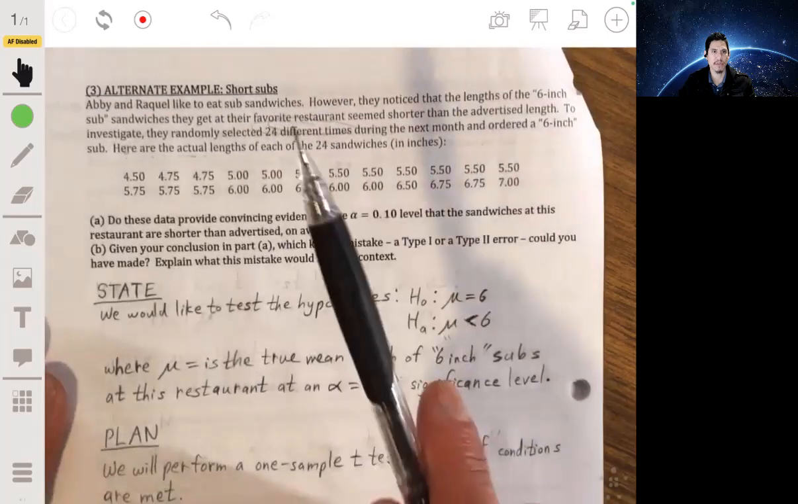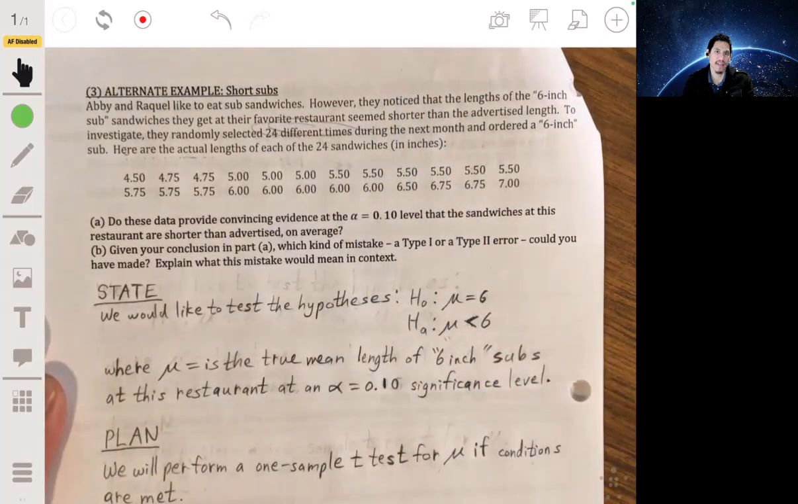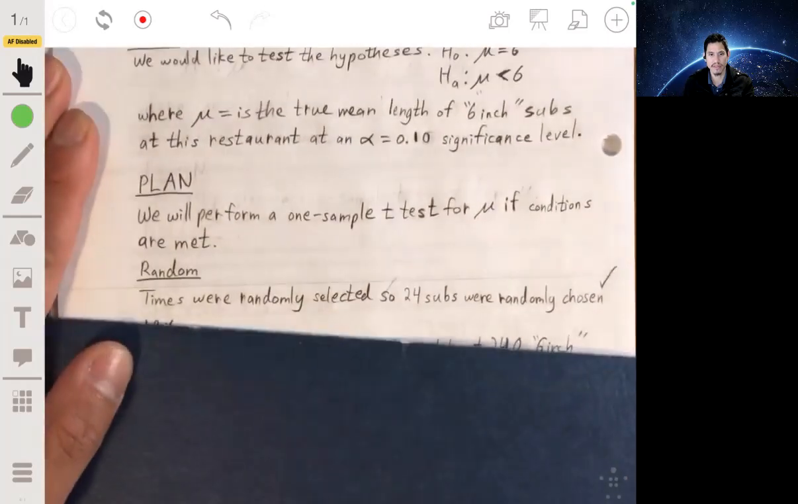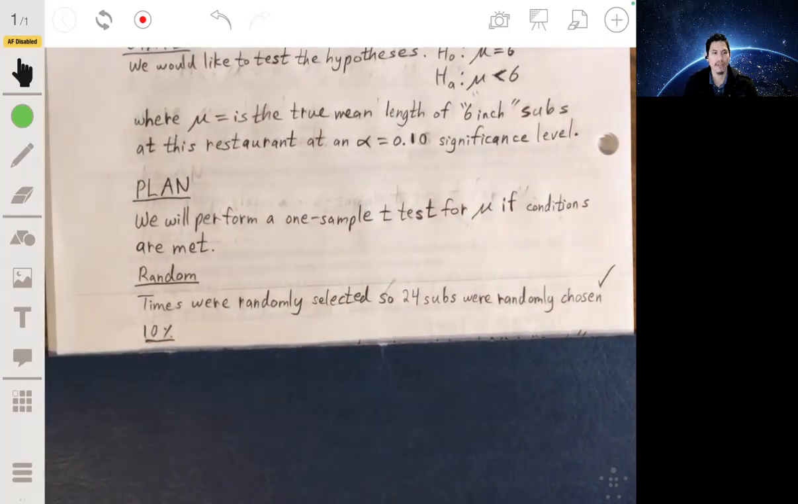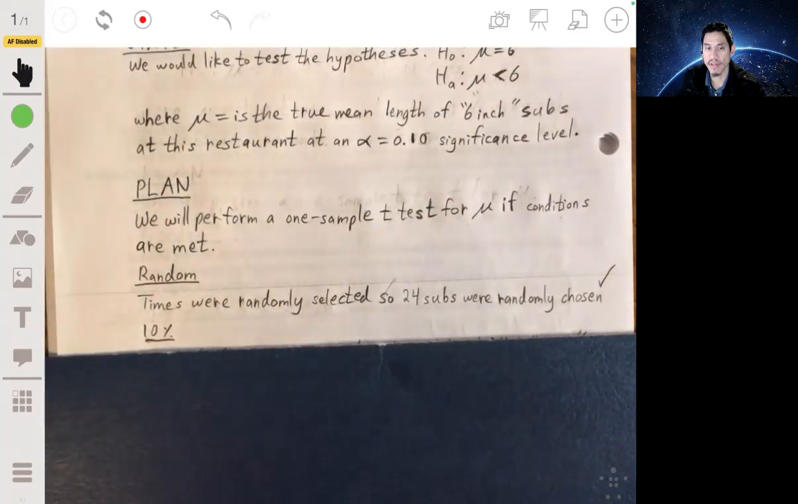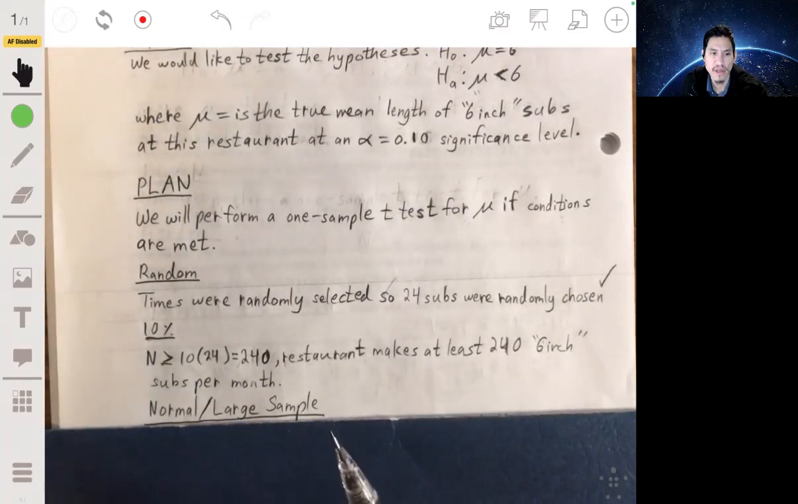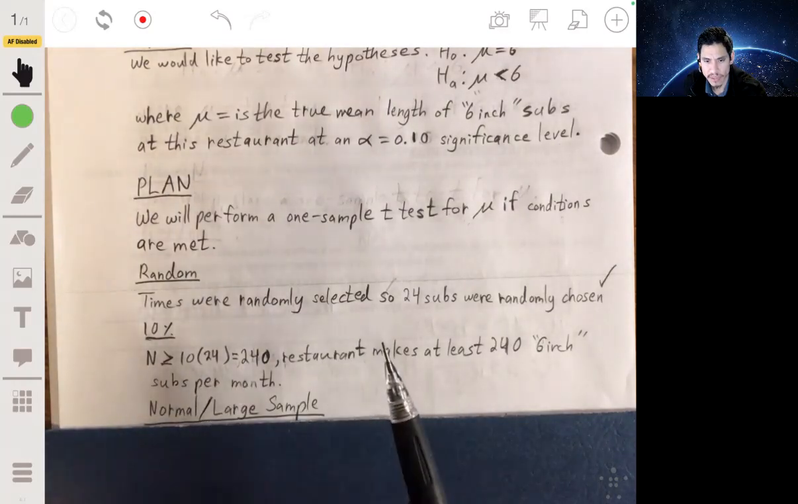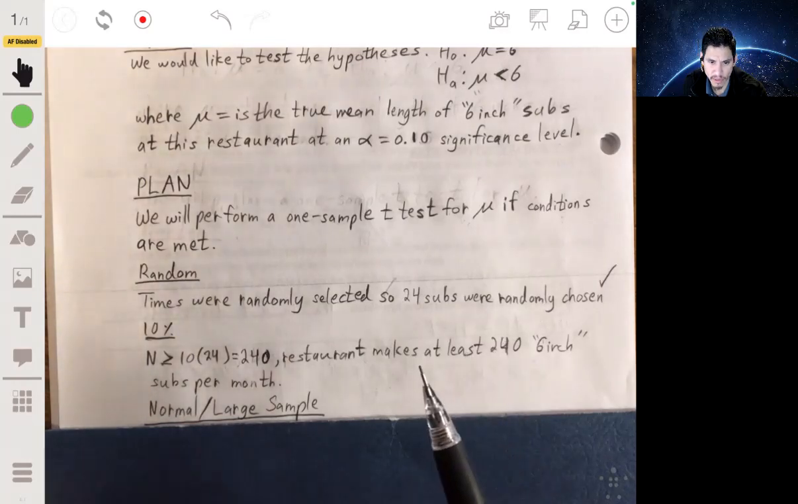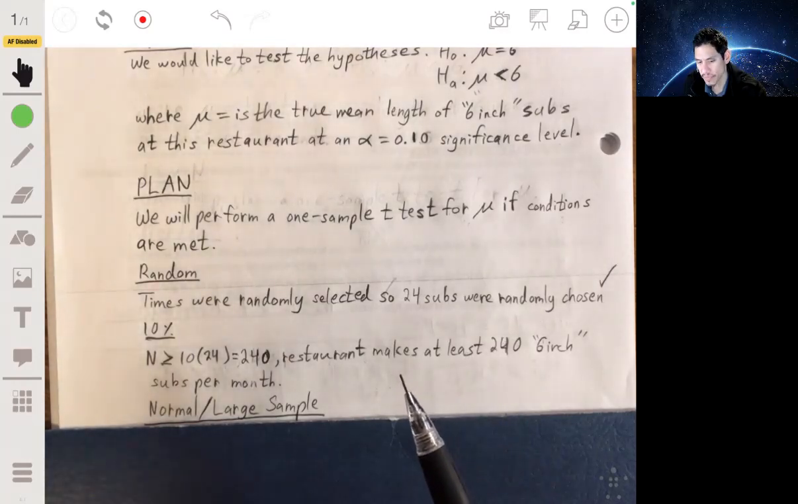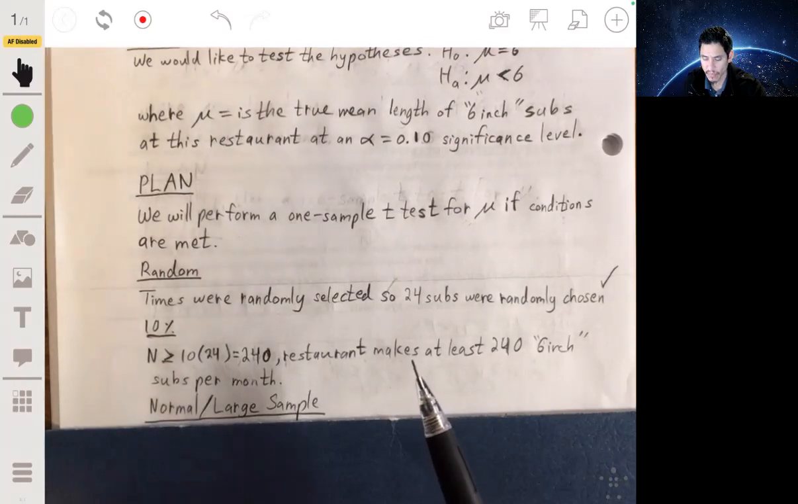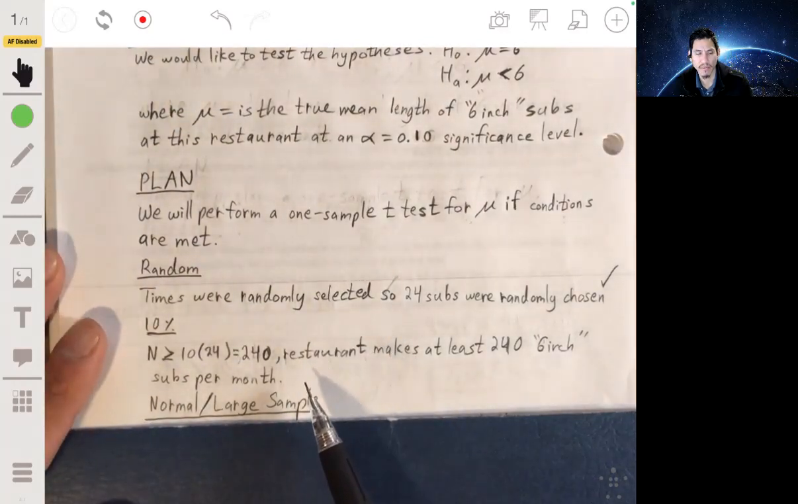So it says that the times are randomly selected. So then we could say the subs were randomly selected, so that condition's met. For the 10% condition, we take no more than 10% of the population. That means there were at least 10 times 24, or 240, subs that this restaurant makes per month. And that's very reasonable to claim. That's less than 10 a day. And then a normal large sample.